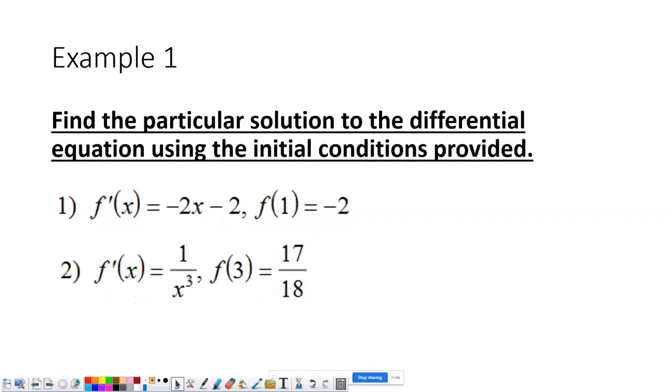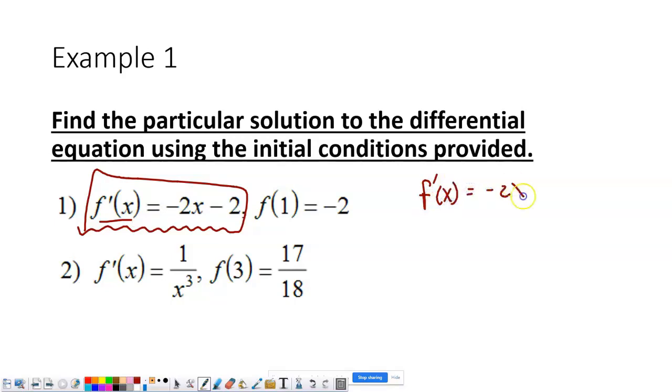All right, so example 1. Find the particular solution to the differential equation using the initial conditions provided. Okay, so how do I know that this is a differential equation? First of all, because there's a derivative. So how do you find the solution to a differential equation? You integrate it. So I'm going to integrate both sides of this equation with respect to x.